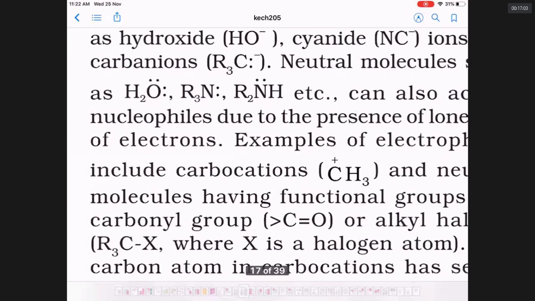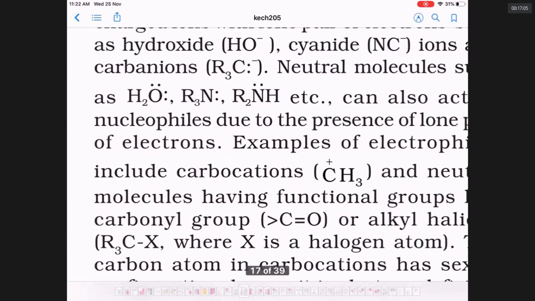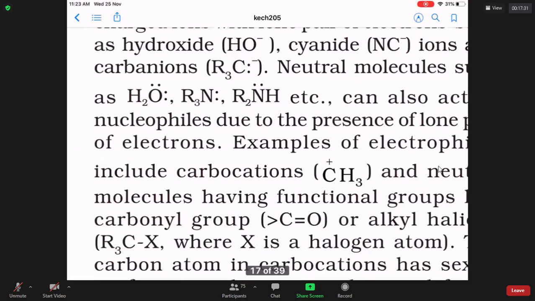On the contrary, somebody who has positive charge, CH3 plus, or when carbon is double bonded to oxygen, oxygen takes away pi electrons and carbon gets plus charge. So a center where carbon already has positive charge, or is likely to get positive charge, is called an electrophile. In CH3X, X is more electronegative than C. It takes away electrons. Carbon is likely to get positive charge. So it is called an electrophilic center.